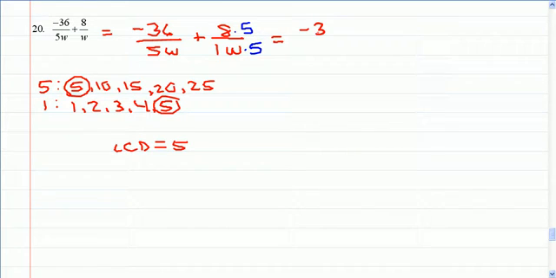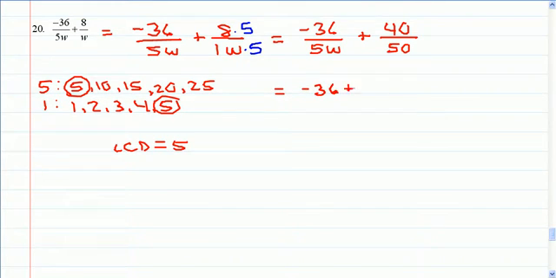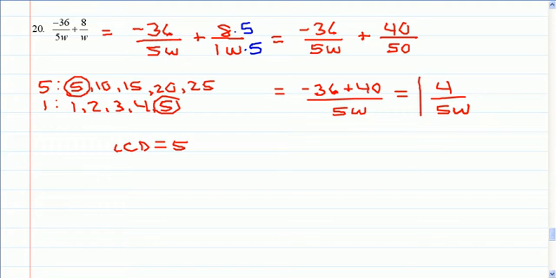So that I have negative 36 over 5w plus 40 over 5w. And I can now write this as one fraction, which is 4 over 5w. And 4 and 5 do not reduce, so this is your final answer.